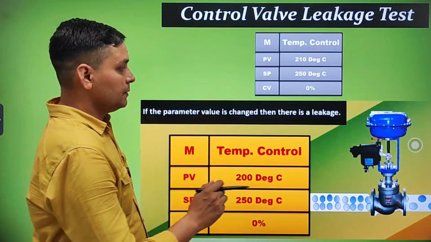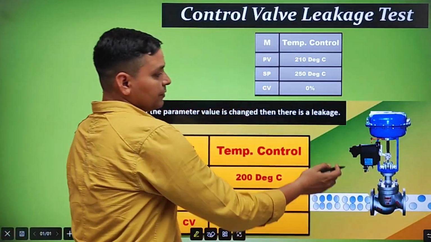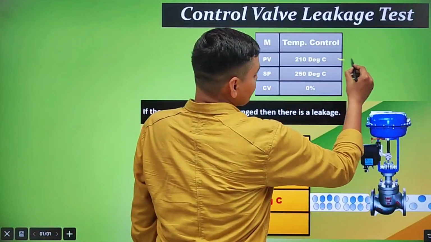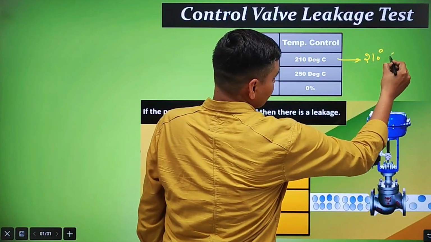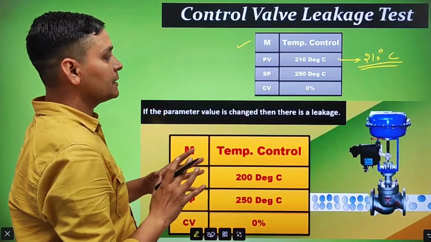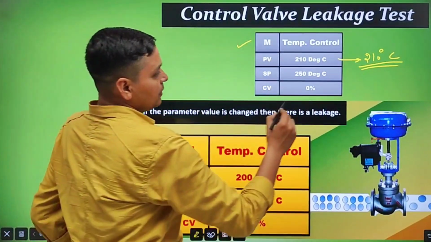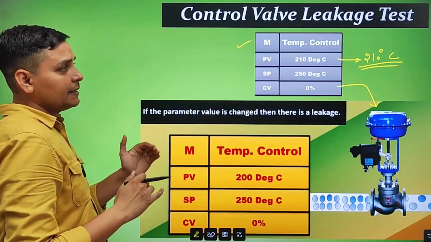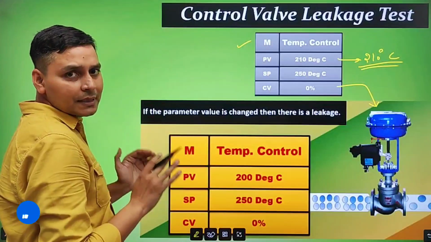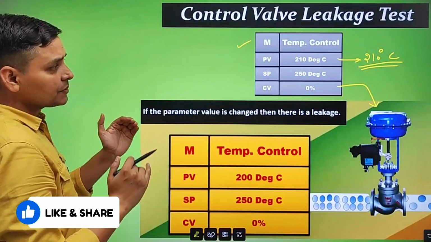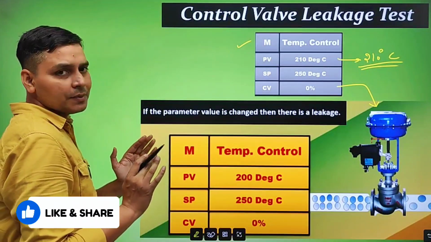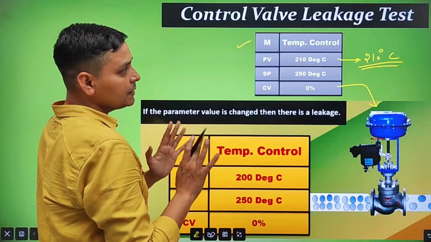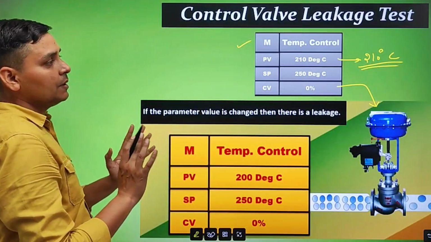Now suppose we are using this control valve for temperature control and its process variable is 210 degrees Celsius. Suppose this is the case. Now we will fully close the control valve. Okay. In that case, we will check that process variable is stable or not. If process variable is stable, then control valve is not leakage. Remember that if process variable is stable, then control valve is not leakage.